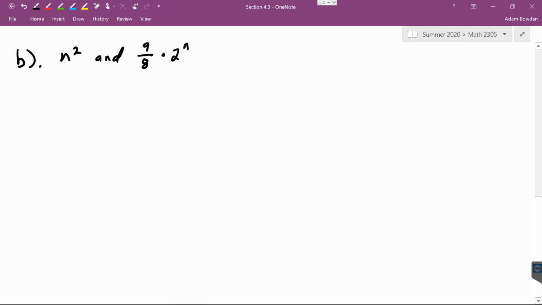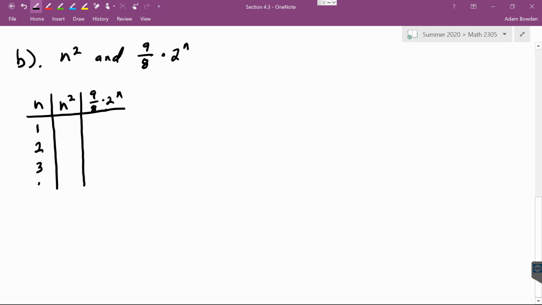Now for our next one, we're going to do n squared and 9/8 2 to the n. So to illustrate how these numbers are changing, let me write a table of some values so we can observe how it's working. Say for n equals 1, 2, 3, and 4, n squared would be 1, 4, 9, and 16. And then 9/8 2 to the n would go 9 over 4, 9 over 2, 9, 18, and it'll just kind of keep going from there.